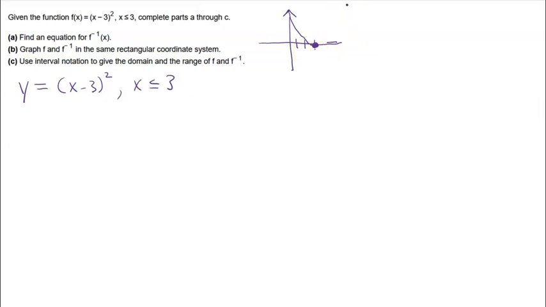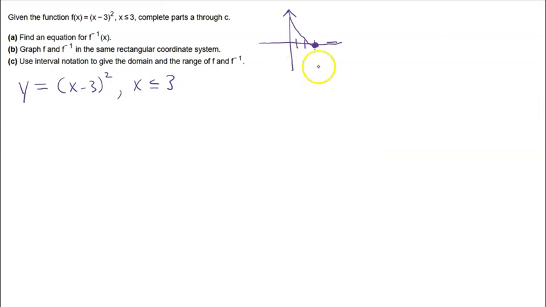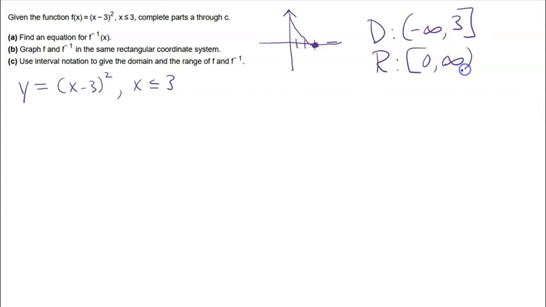Now let's go ahead and do something, because it says use interval notation to give the domain and the range. So the domain, just look at the graph. The domain of this function is going to be, remember that's left to right, negative infinity, and then it stops at x equals 3. Domain is x values. The range of the original function, that's low to high, 0 is the lowest point on this graph, and it goes up to infinity. And then we have a bracket around the 3 and a bracket around the 0.